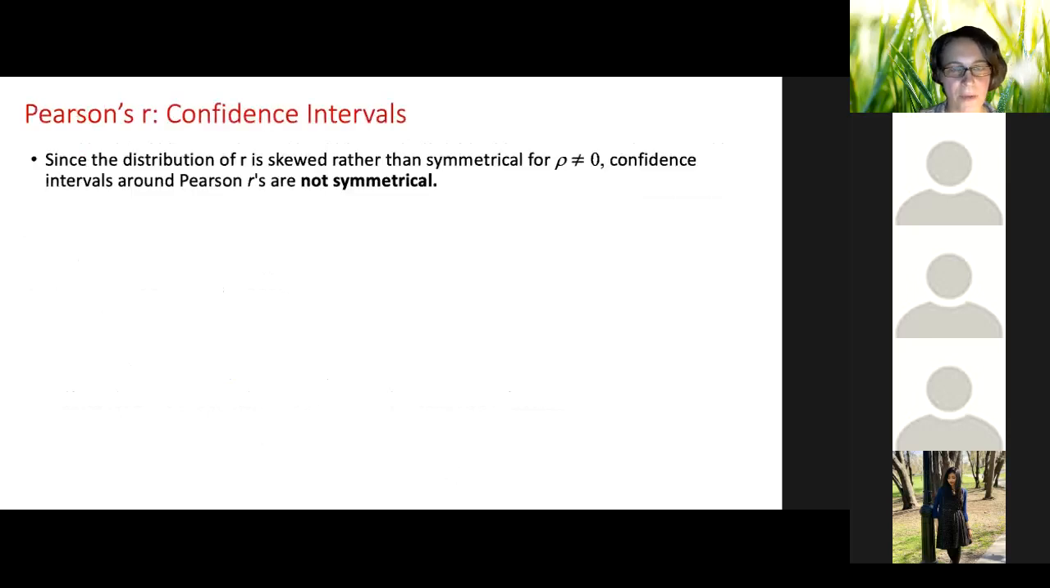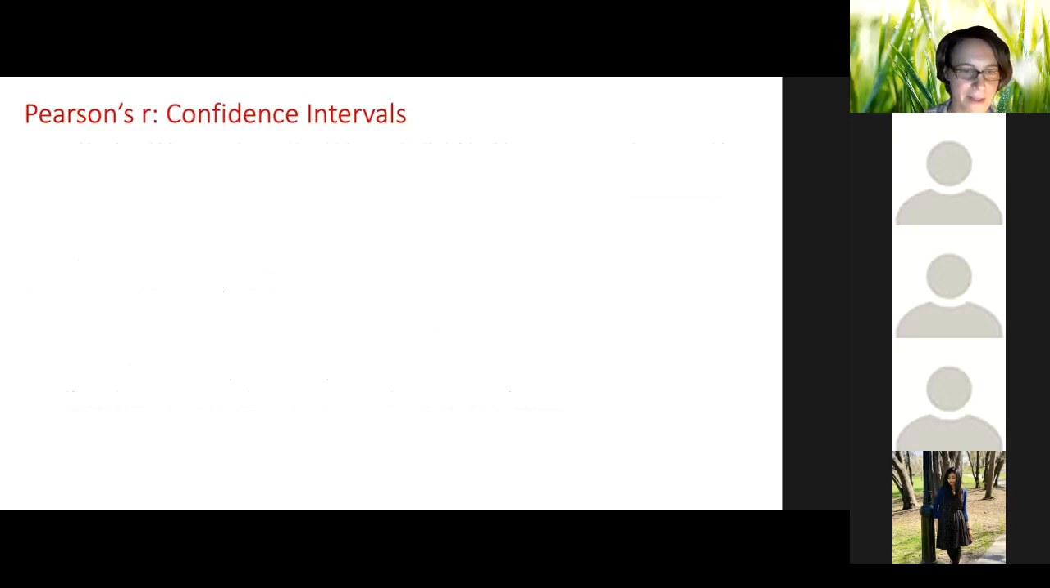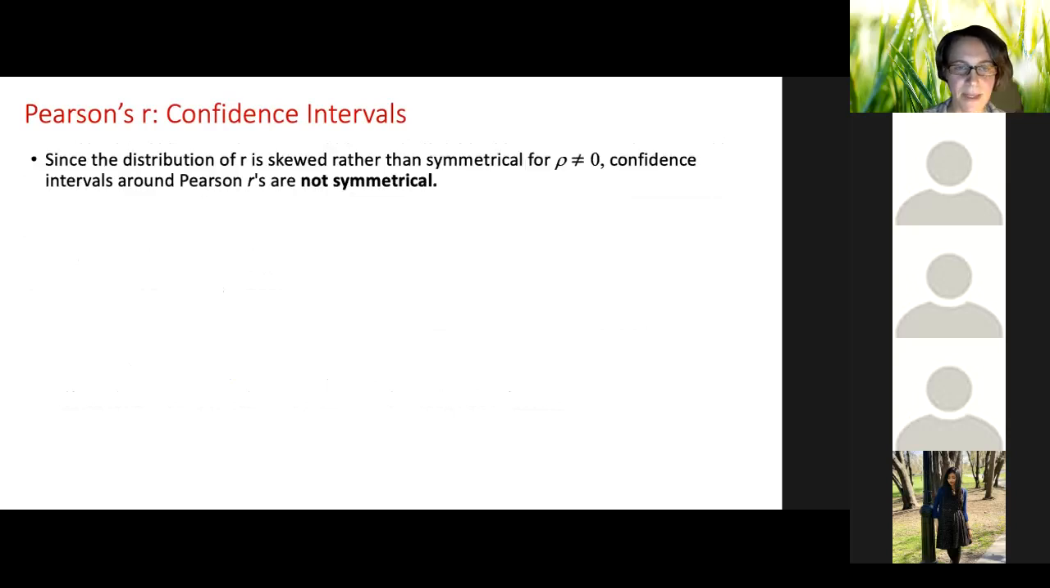So how do we calculate confidence intervals for Pearson's R? Right, so our Pearson's R is nothing but a point estimate. Sample R is a point estimate of the true underlying population parameter rho. Now we want an interval estimate, so a confidence interval. So how do we calculate that? The problem is that if our population parameter does not equal 0, our confidence intervals around Pearson's R are not symmetrical. So that sucks. What are we going to do, right?